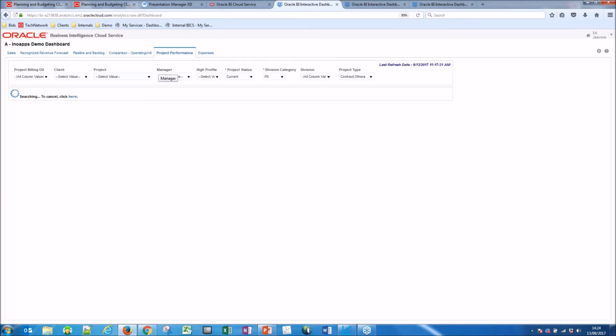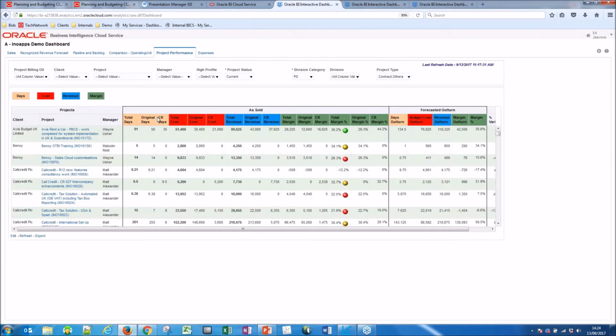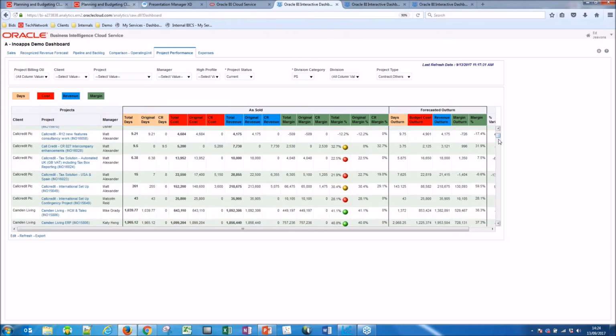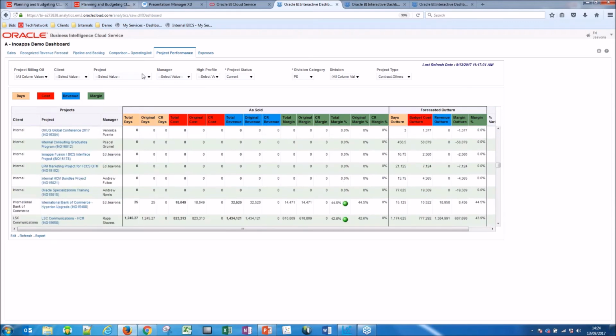From a project performance perspective, for each of our projects, we can view how many days we have spent on a project, what the margin is, what the cost is, what the revenue is, etc. And again, we can drill into a lot more detail on here. We're able to pick any of these projects from the filter up the top here as well.